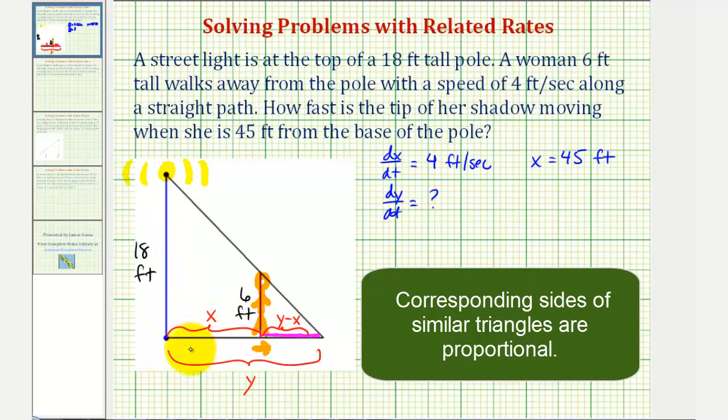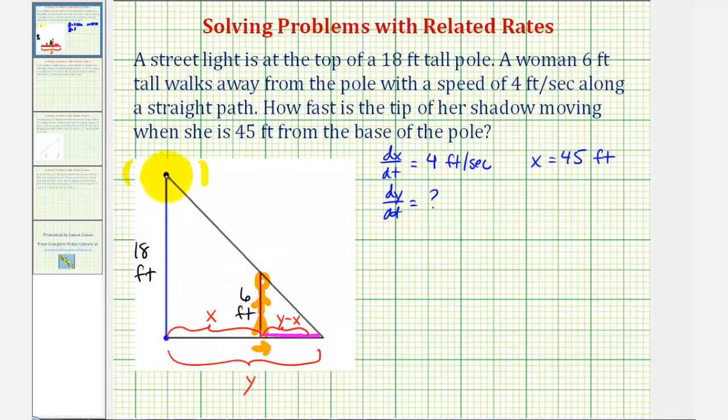So looking at the larger right triangle and the smaller right triangle, notice this side corresponds to this side, so we can say 18 to 6 must equal, now again looking at the large right triangle, this side here, which would be y, must correspond to this shorter length here, which is y minus x. So we can say y is to y minus x. This will be our equation that relates x and y. So let's solve this equation for y.